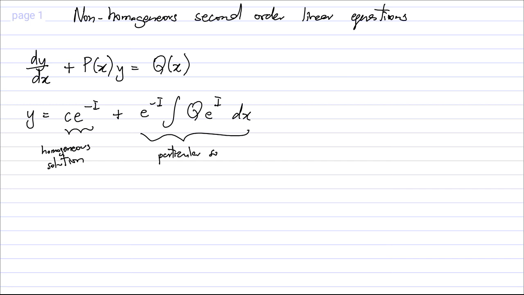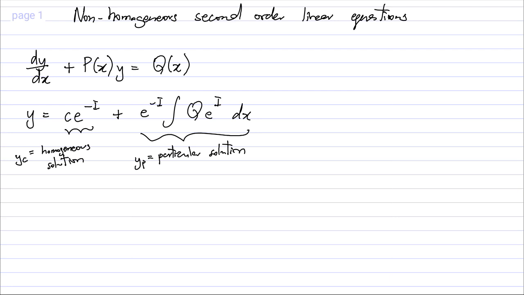Okay, so this is the solution. yp is the solution to the equation when q is non-zero. And this yc is the complementary solution, or the solution that corresponds to the homogeneous equation.